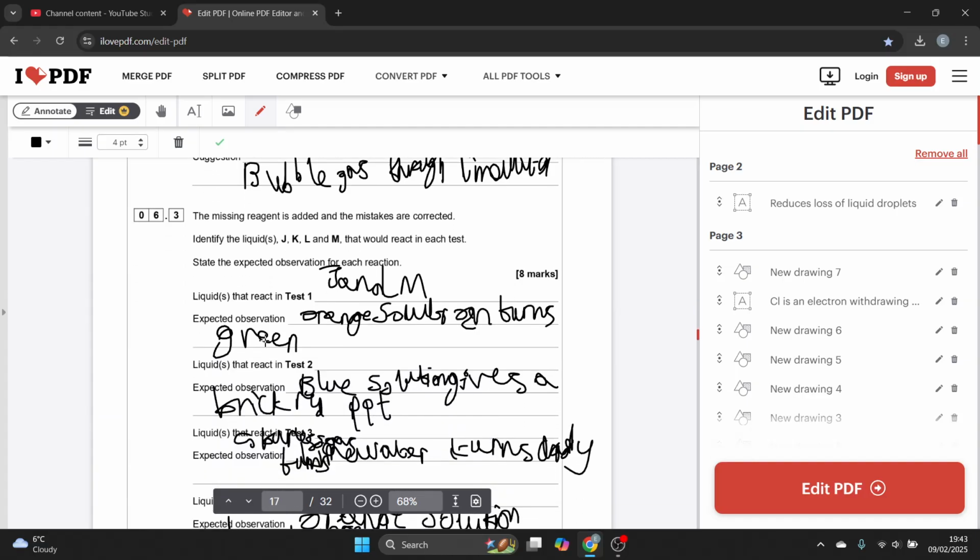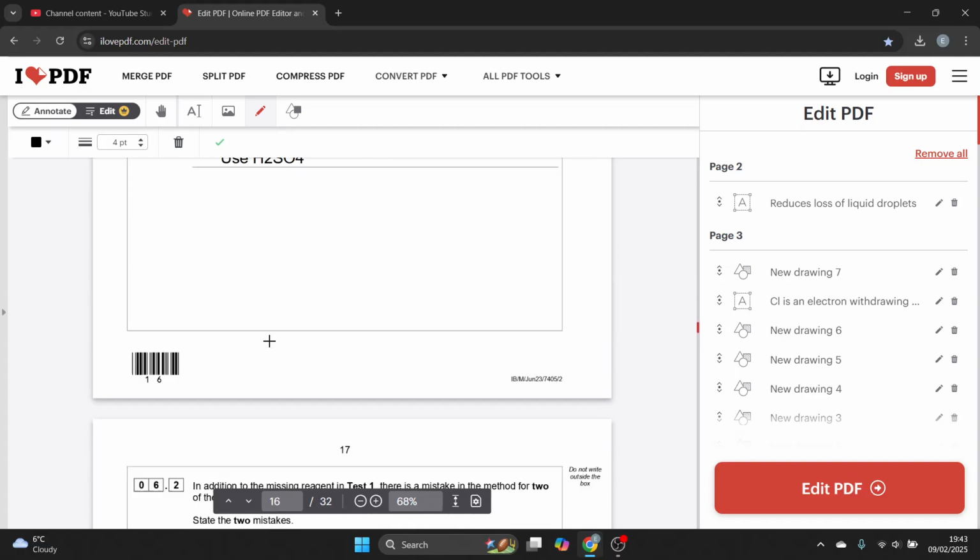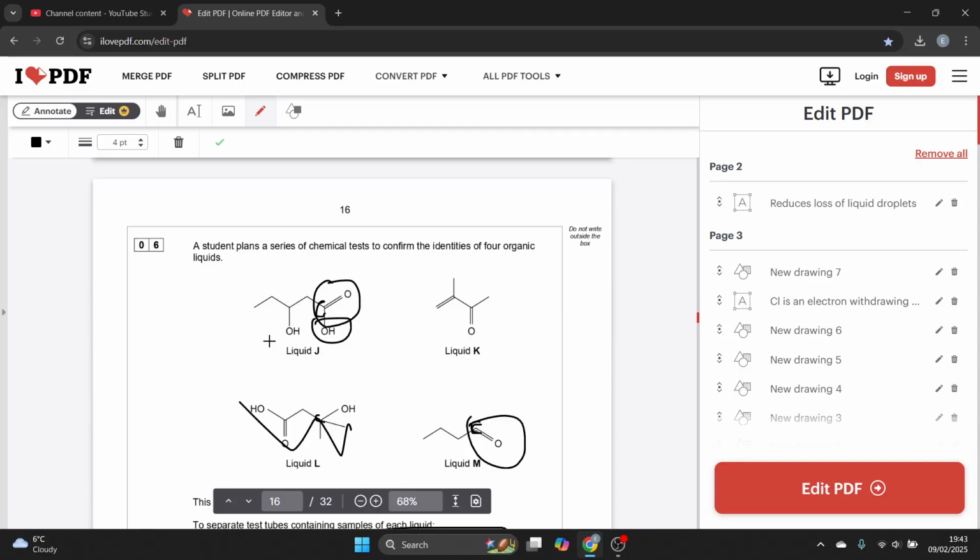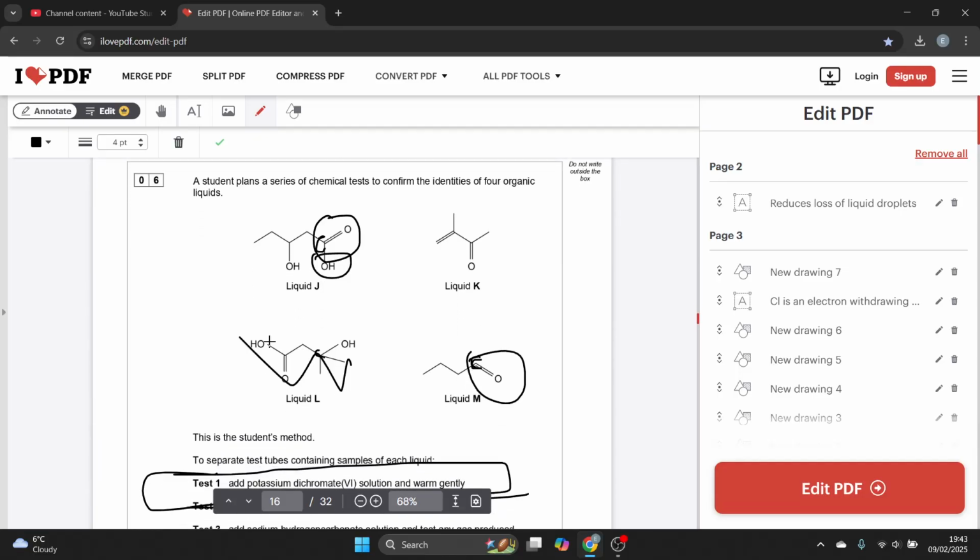Then for test 2, Fehling's solution. Well, Fehling's solution only works for aldehydes in this case. So it's just going to be M. It can't be J or L because they both got OH groups. Left with K and M. Look at K, that's a ketone. Therefore, the answer must be M.